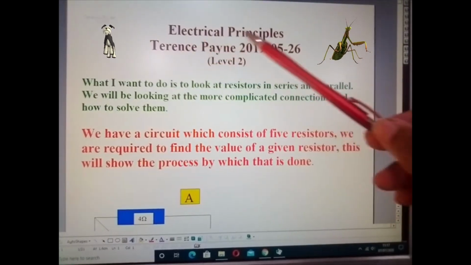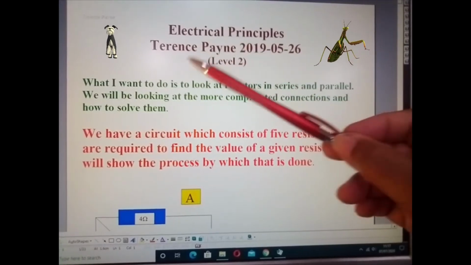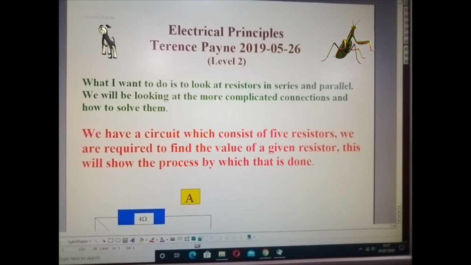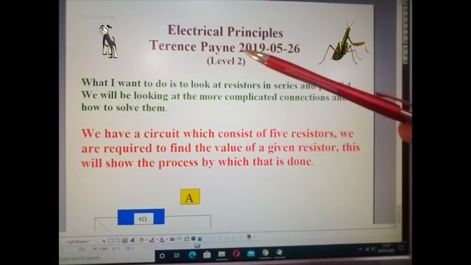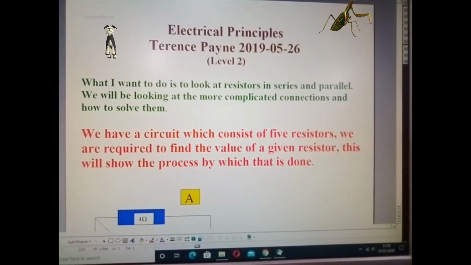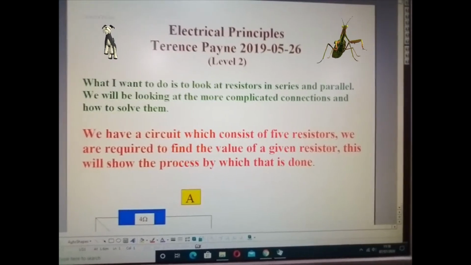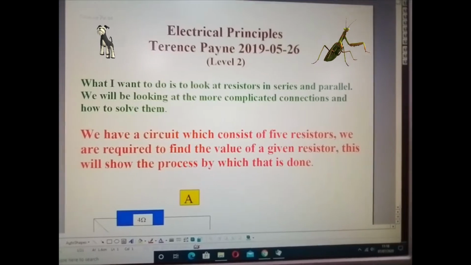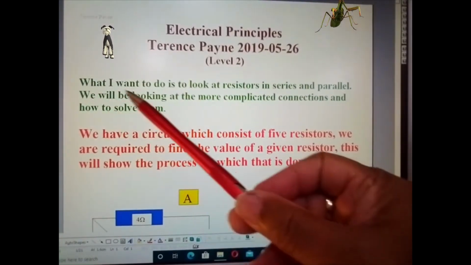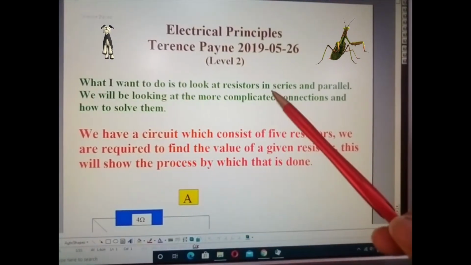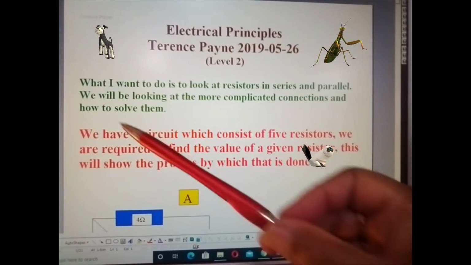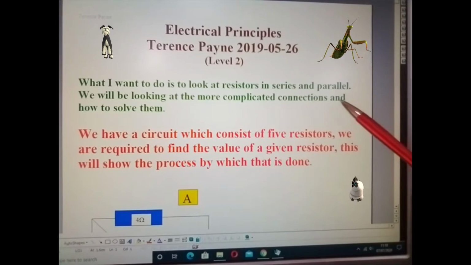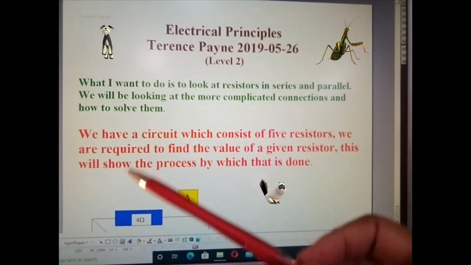Now, electrical principles, okay? You know me already, Terence Payne, 2019, etc. And this is in reference to level 2. Now, what I want to do is to look at resistors in series and parallel. We'll be looking at the more complicated connections and how to solve them, okay?